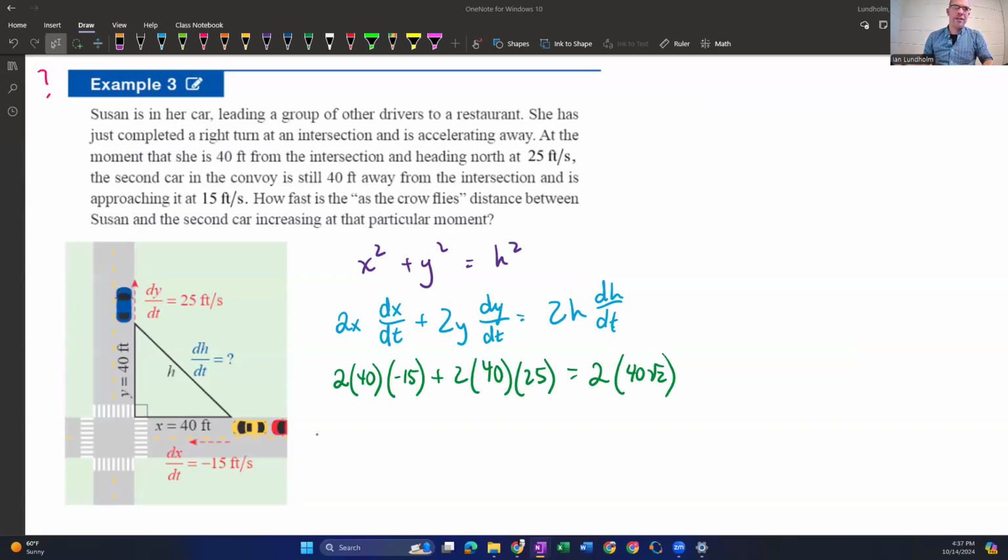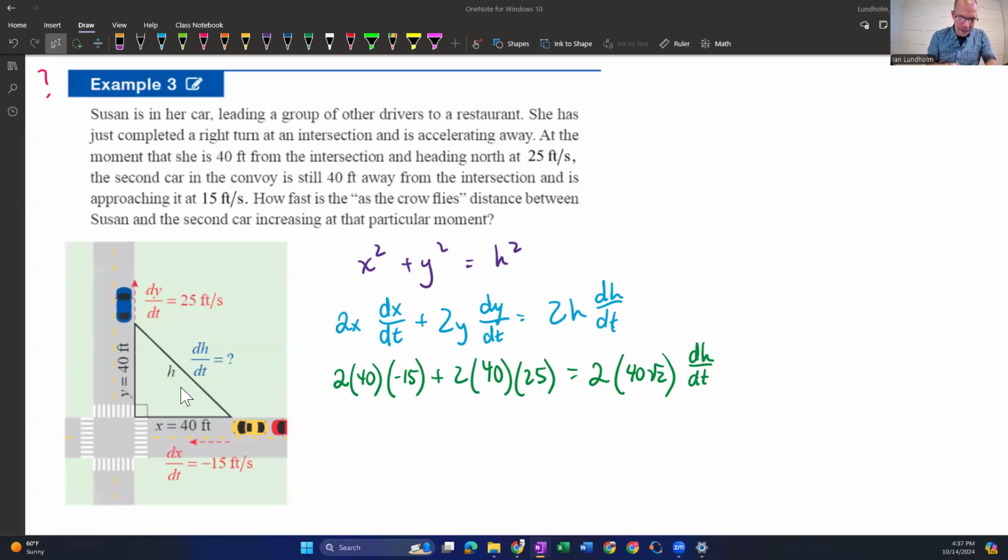If you didn't know that this is an isosceles right triangle and that you can find this by using that ratio, you totally could use the Pythagorean theorem to use 40 and h to solve for h. But then we're going to leave dh/dt there because that's the thing that we're trying to solve for. And so we should just be able to work this out and see what happens.